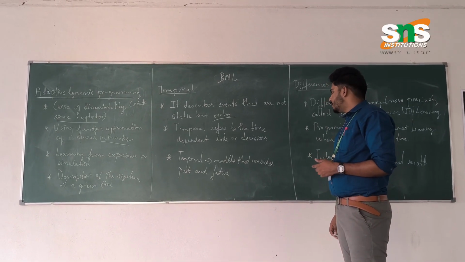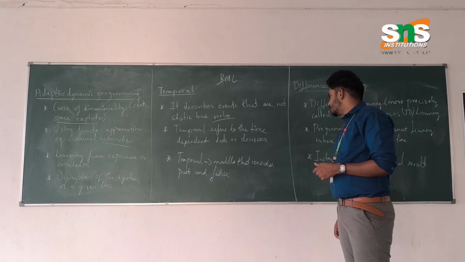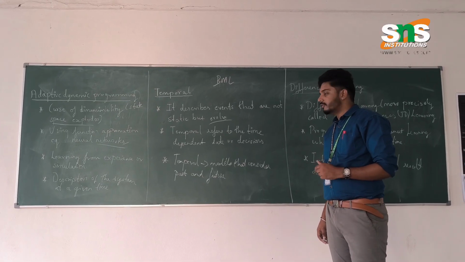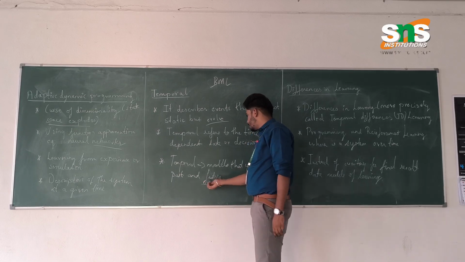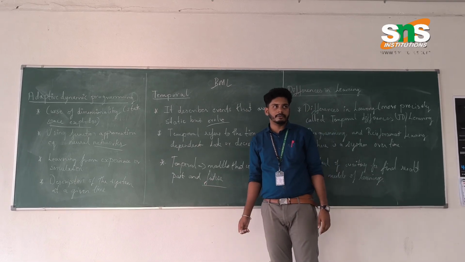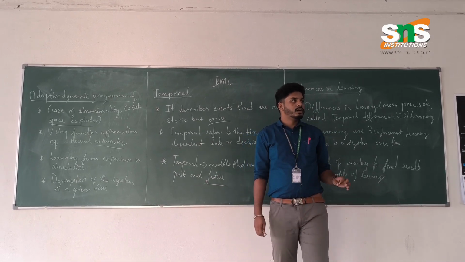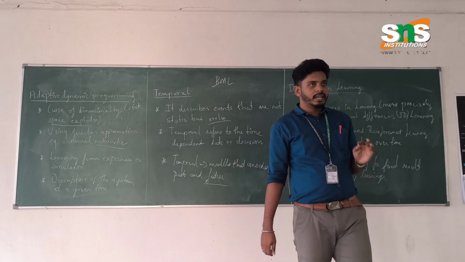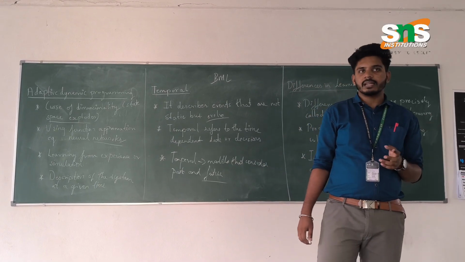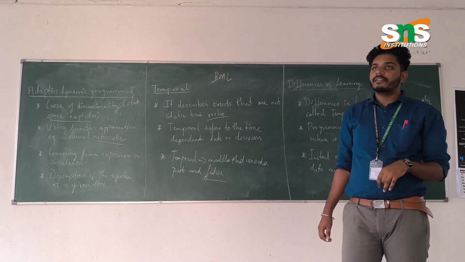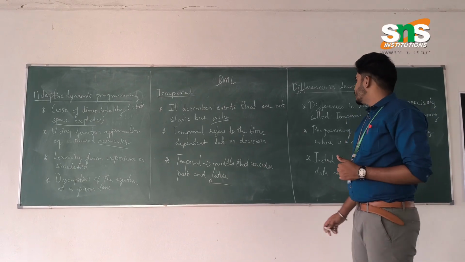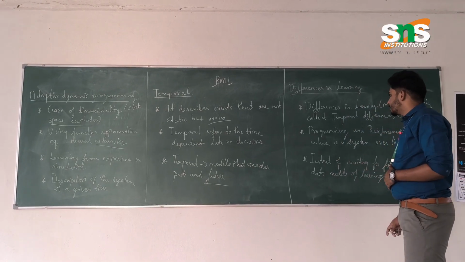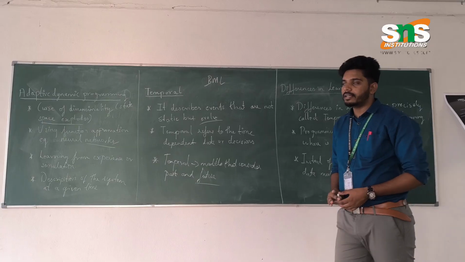Then a temporal model that controls past and future. The future of machine learning is one of the temporal. It makes content in many subjects, with critical thinking, to give a suggestion for business achievement. Then differences in learning. Learning has different types.